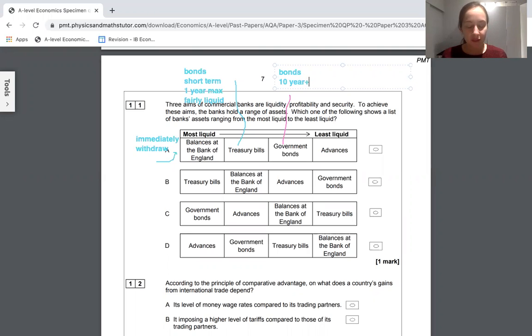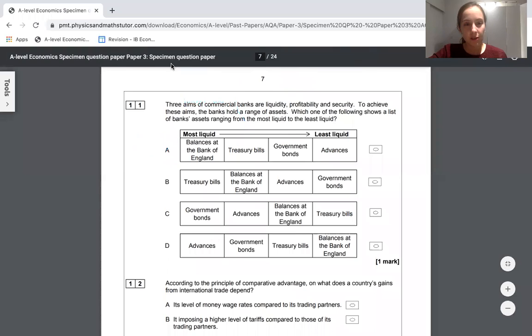And finally, are these advances. Advances are a little bit less liquid than a government bond because they're like a form of loans. If you have an advance, you've given a loan, and you only get that money on a specific date. So it's not really very easy to sell. So A is right. You can see you go from instant cash to it taking less time to turn into cash.